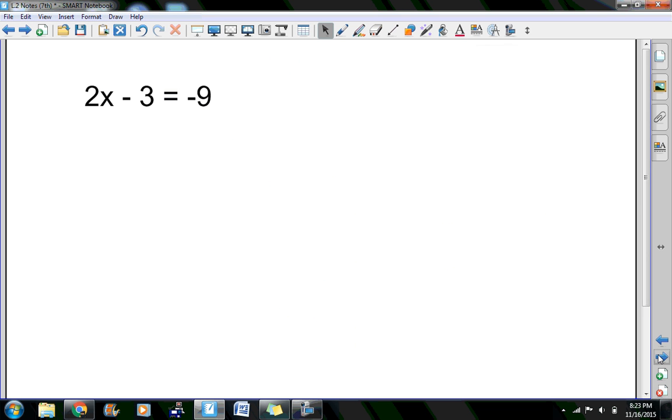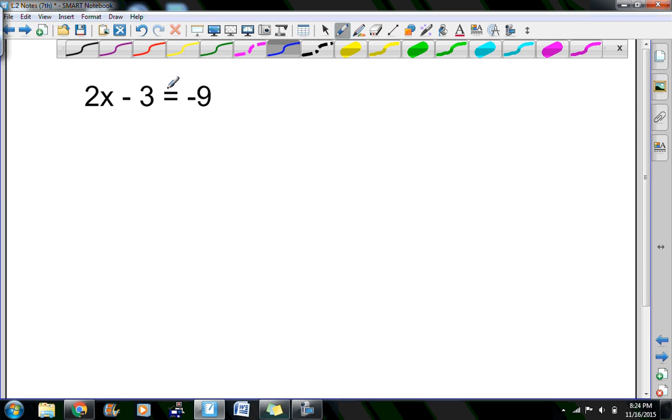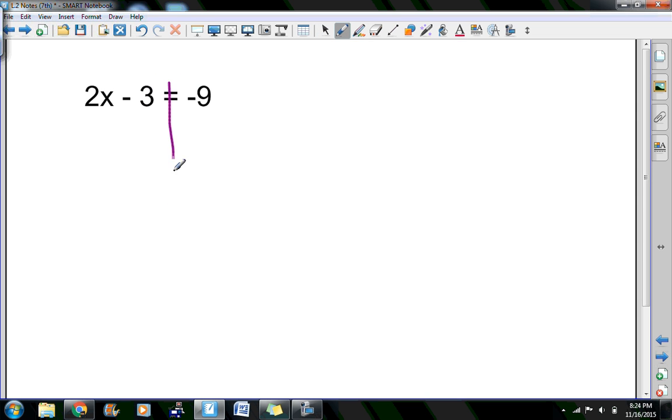Let's try one more example. 2x minus 3 is equal to -9. It's the same idea as before. Our goal is still to get x by itself, or to create 1x. The number that's the farthest away from x on the left side of the equal sign in this case is -3. The best way to get rid of that is to add positive 3 to both sides of the equation. -3 plus positive 3 is 0.